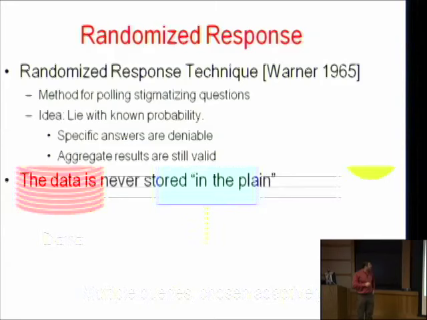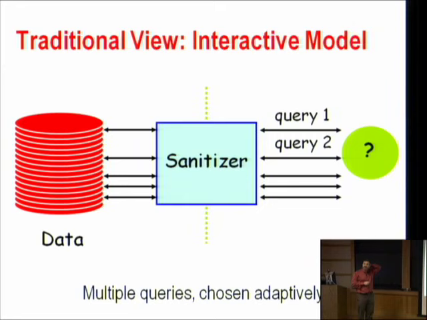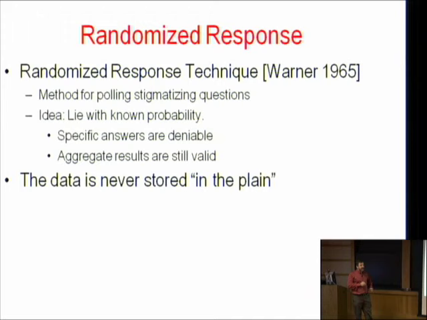What we're going to talk about today is the case where the data is not necessarily there during sanitization, but the data changes in time. There is one line of previous research that does not assume that the data is there at a single point in time, and that's the randomized response. This is the technique suggested by Stanley Warner in 1965.